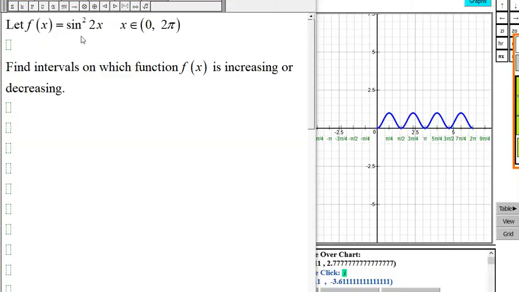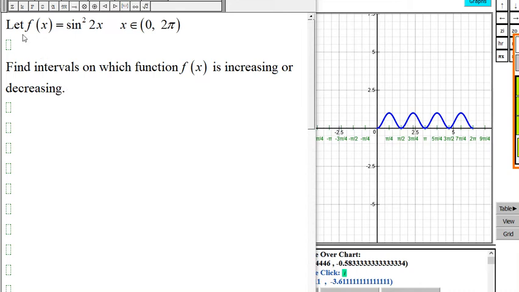Here we have the function f of x equal to sine squared of 2x, and x is restricted to be between 0 and 2 pi. And so we want to find the intervals where the function is increasing and decreasing. So we look at the graph right here from 0 to 2 pi. There are many intervals where the graph is decreasing and many intervals where the graph is increasing.